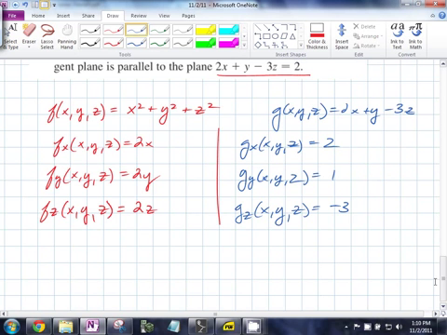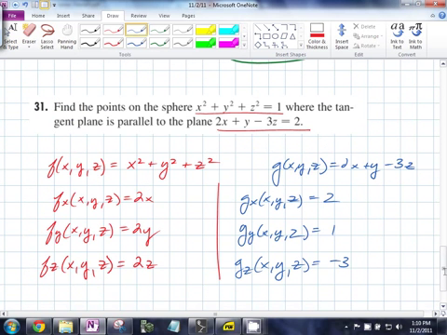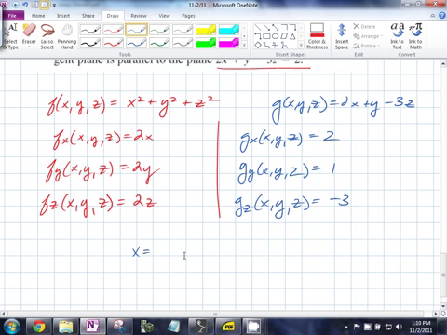So what does that tell us? They need to be proportional, right? In order for it to be tangent, in order to be parallel, those need to be proportional. So what's x going to be? X is going to be 1. Okay, what could y be? 1/2. And what could z be? -3/2. You can change the positive and negative of x, because it could be going in the opposite direction.